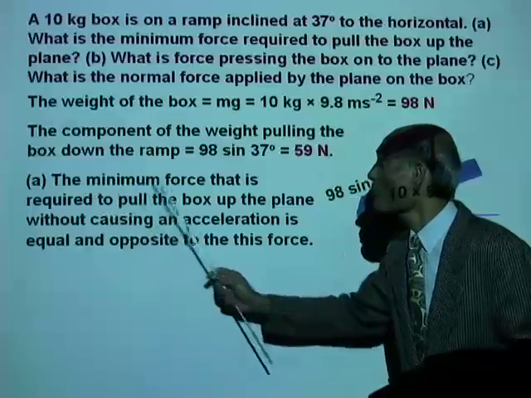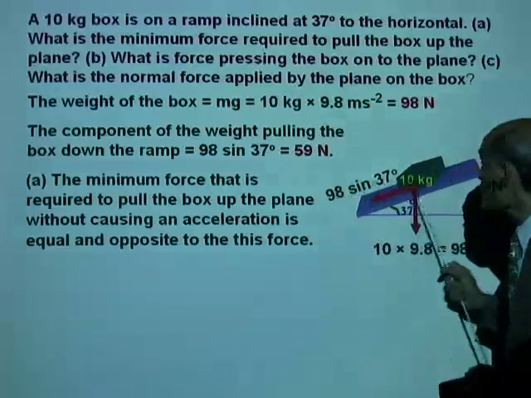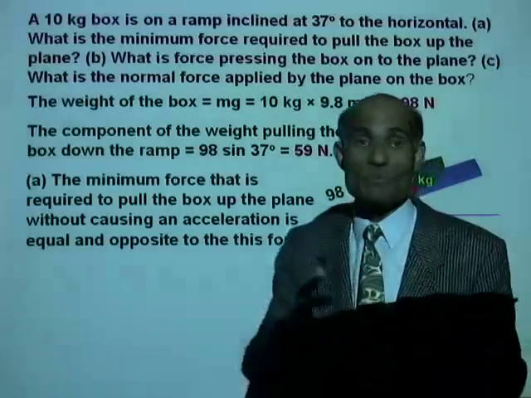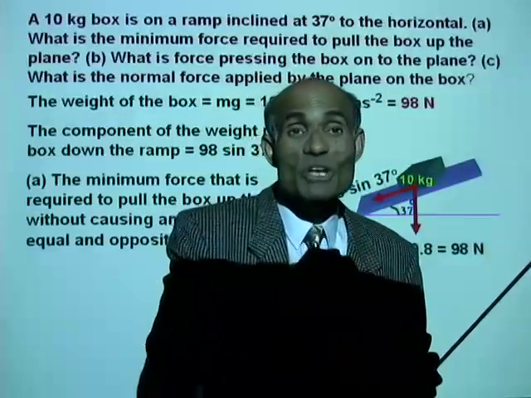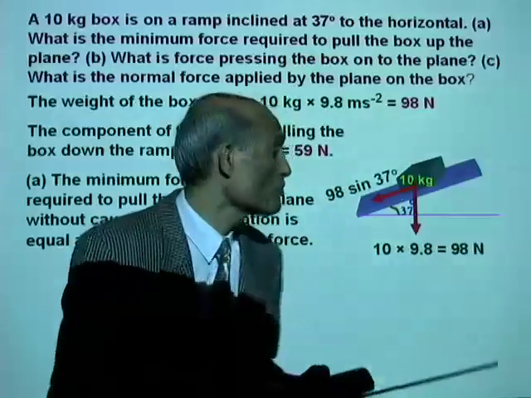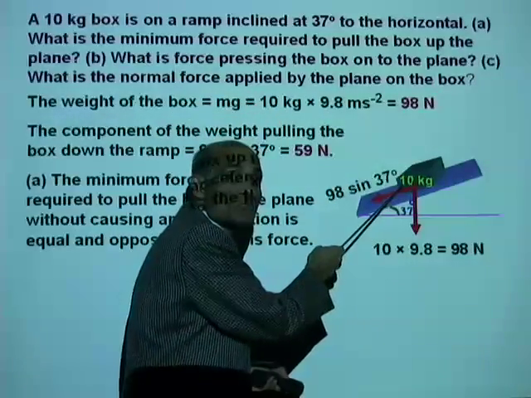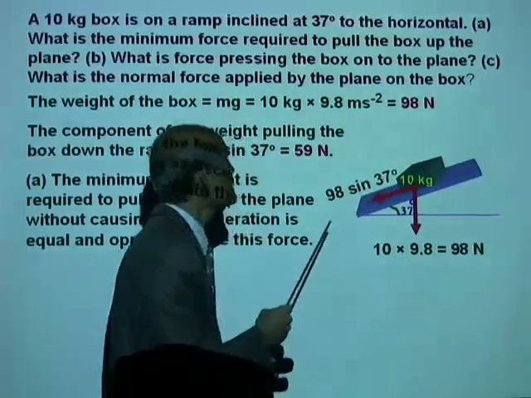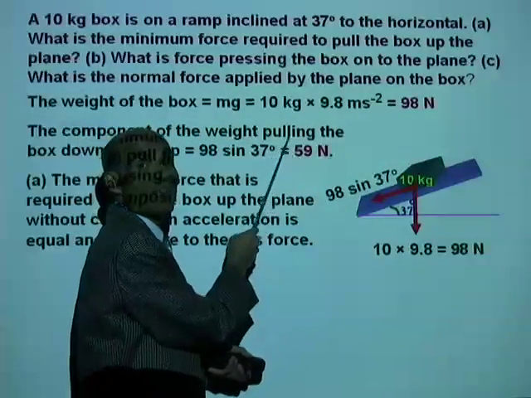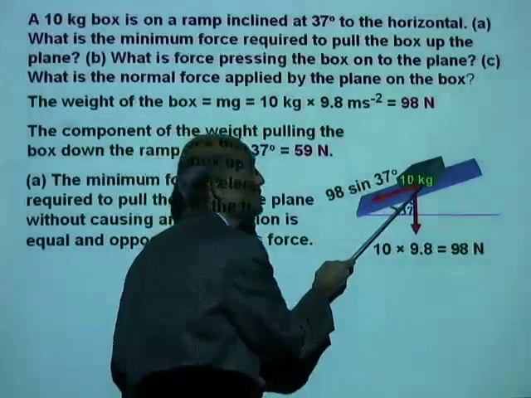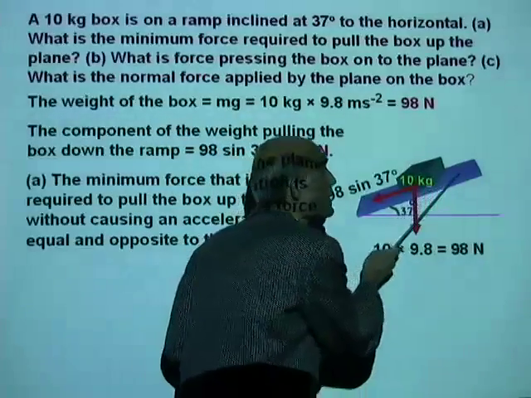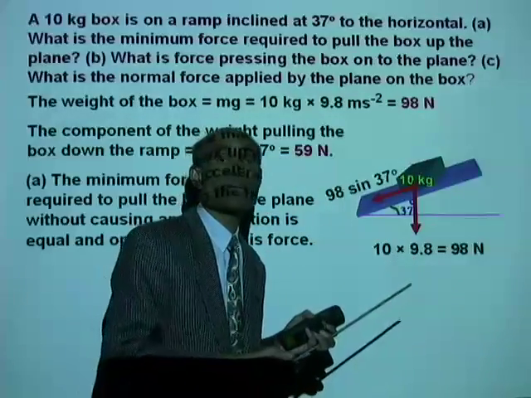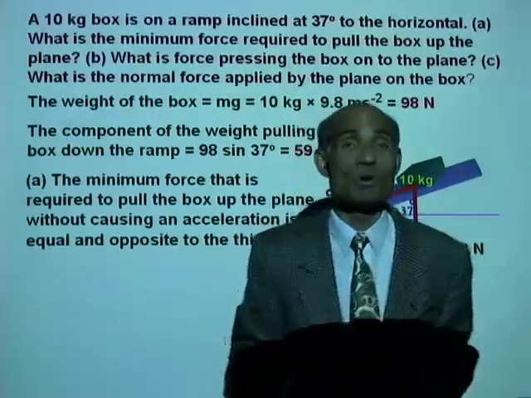What is the minimum force that is required to pull the box up the plane? Well, for the minimum force, what you need to do is to balance this force. The box is being pulled down by a force of 98 sine 37 degrees, that is 59 Newton. So in order to balance that force, you need to apply an equal force up the plane. Then you are ready to move it.